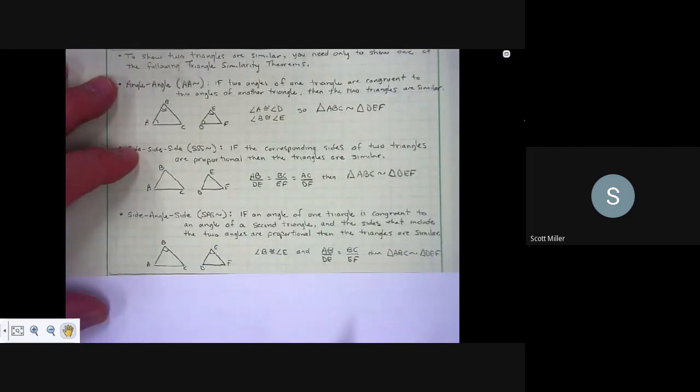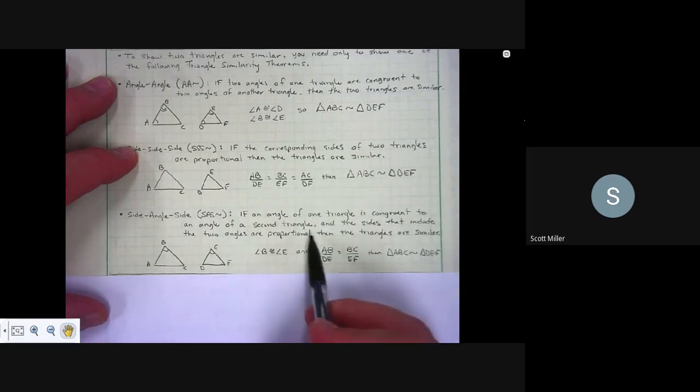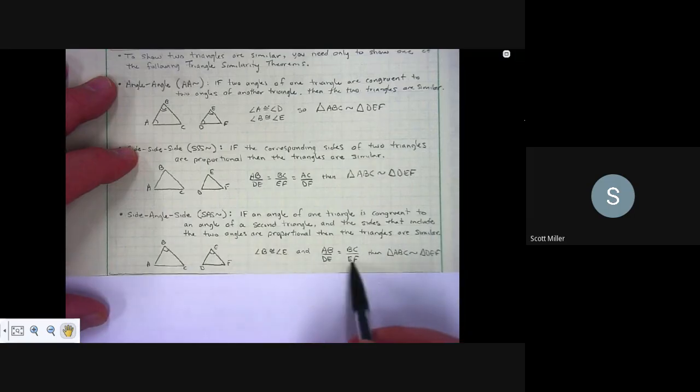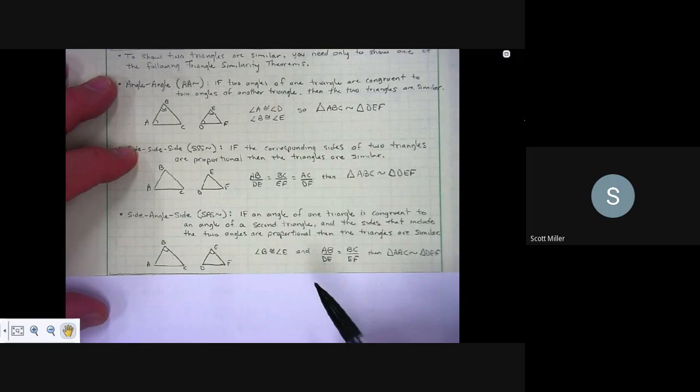The third one is side-angle-side similarity. If you notice, there's a little tilde on these so that we don't confuse them with the congruence properties. These are for similarity. For side-angle-side, an angle of one triangle is congruent to an angle in the second triangle, and the sides that include those angles are proportional. So it becomes side, angle, side. If I have that, then I know the two triangles are similar.